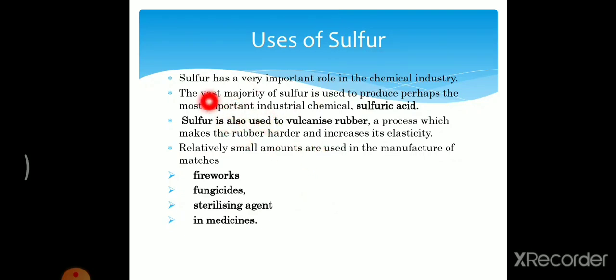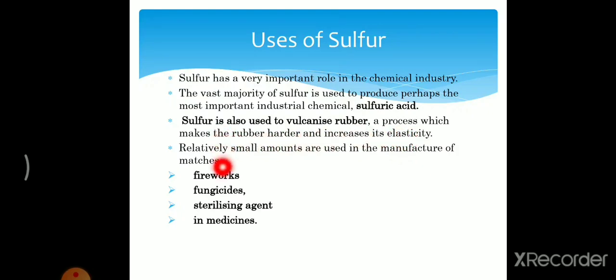Uses of sulfur. Sulfur is used in making sulfuric acid. It is used to make rubber hard. That process is known as vulcanization of rubber, which is very important here. What is vulcanization of rubber? A process which makes the rubber harder and increases its elasticity is known as vulcanization. Once the rubber is hard, you can make tires, balls, etc.